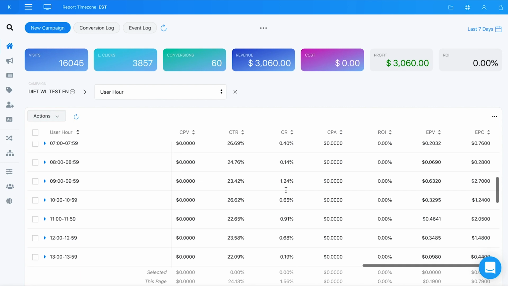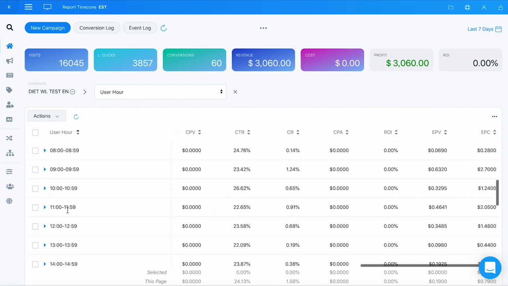Now, the next highest conversion rate is 11 a.m. to 11:59 a.m. at 0.91. But look at the 30% difference. And that's what I'm saying. That's the whole point of this video. If you're doing any type of native buying and you are not paying attention to this user hour report in your tracker, hopefully it's Kintura, you are completely missing out on some major behavioral indicators, because I'm looking at a 30% increase in conversion rate at 9 a.m.